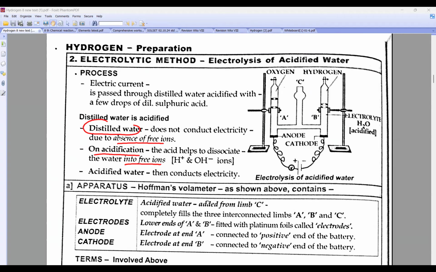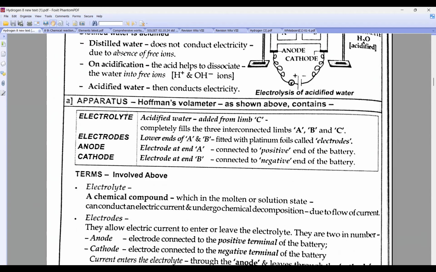Okay. Then they will ask you, what is anode? Anode is the electrode which is connected. I gave you the trick. Positive is what? Anode. Cathode is what? Negative. So the anode is the electrode connected to the positive end of the battery. What is cathode? It is the electrode connected to the negative end of the battery. Clear?